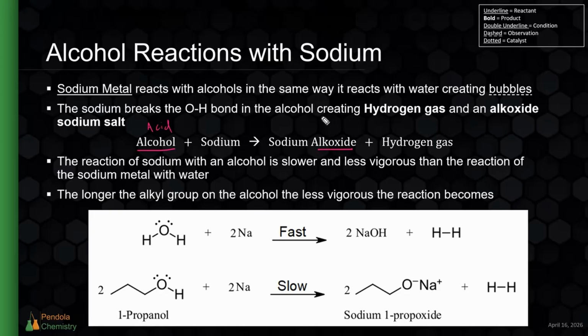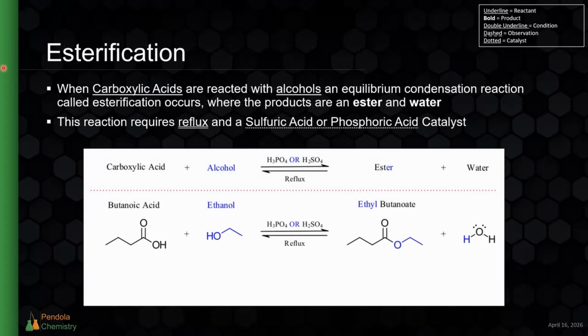Alkoxides are the conjugate bases for alcohols. They're what gets created when an alcohol loses its hydrogen. And then whatever cation it's paired up with will be what the salt name is. Sodium alkoxide if it's sodium. If this was potassium, we've got potassium alkoxide. So let's look at the next reaction.